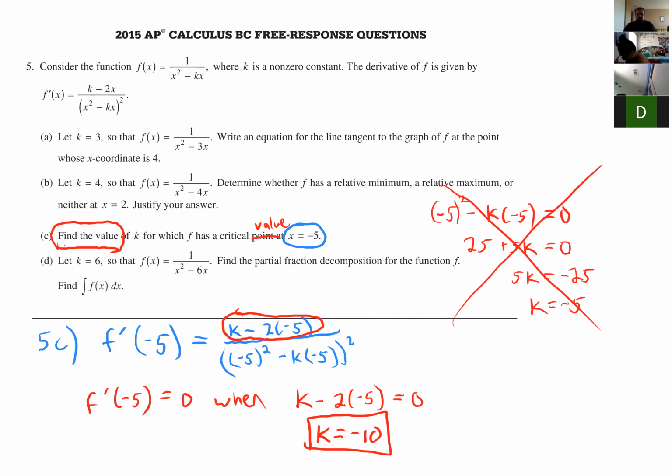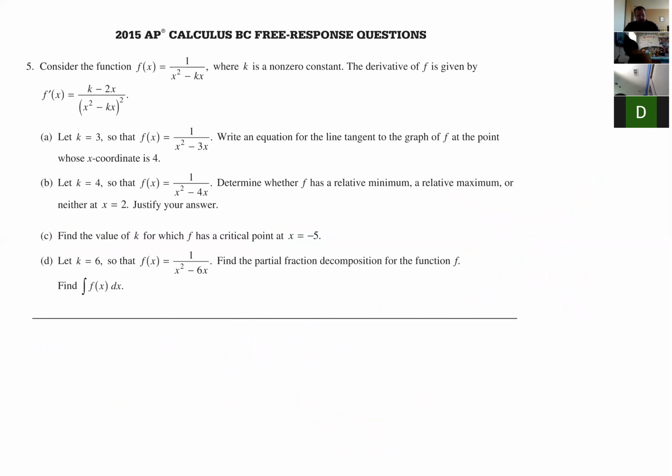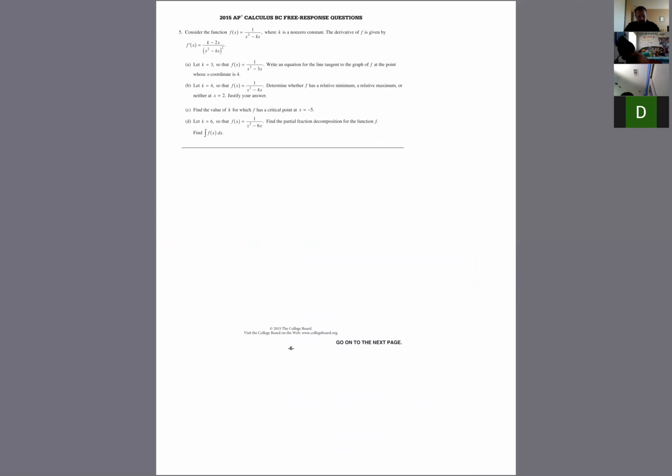So questions on number 5 before we go to number 6. Okay, gonna clear this out. So last problem on 2015.